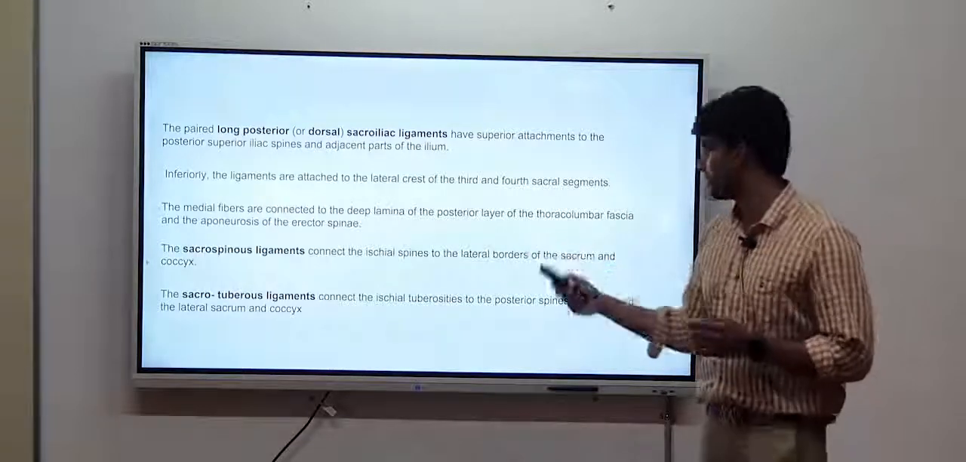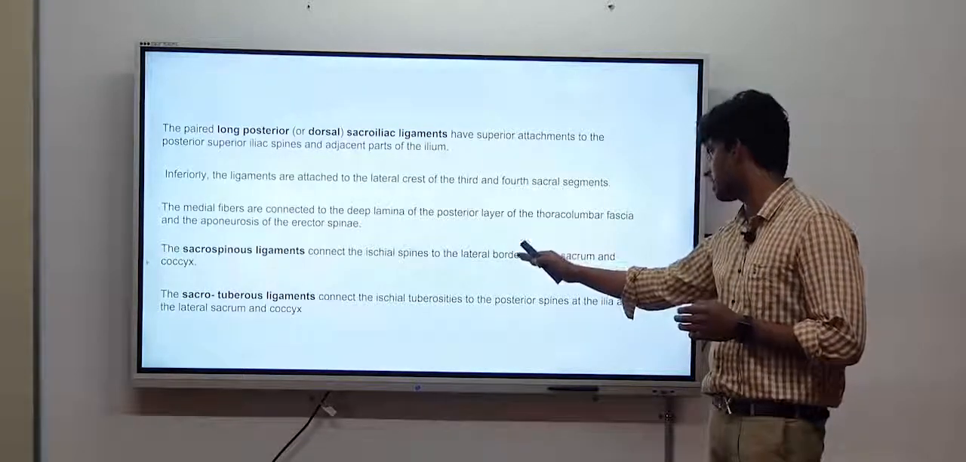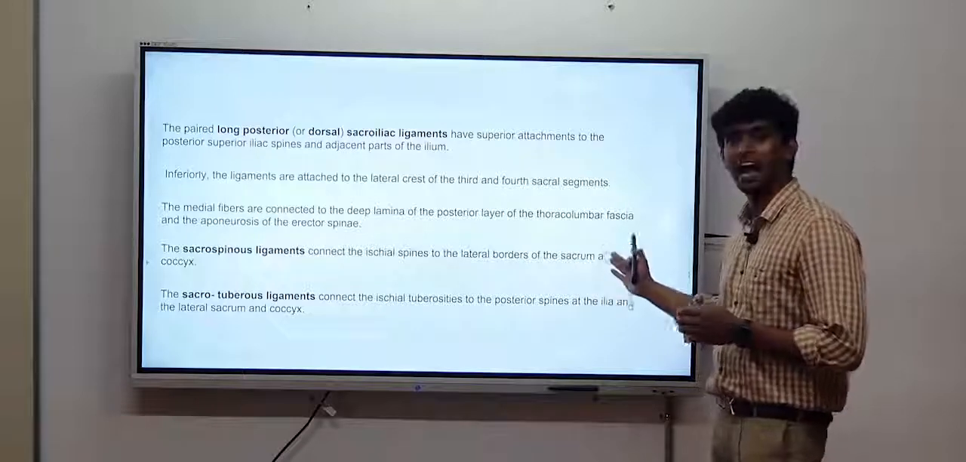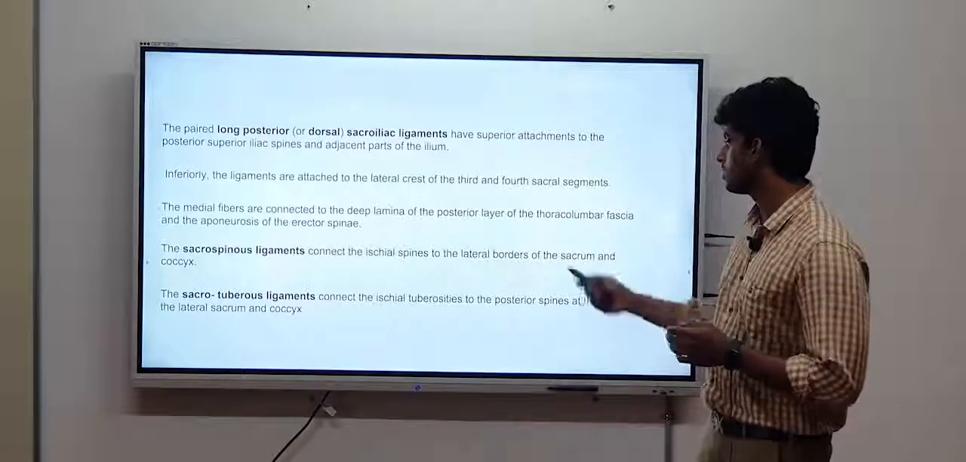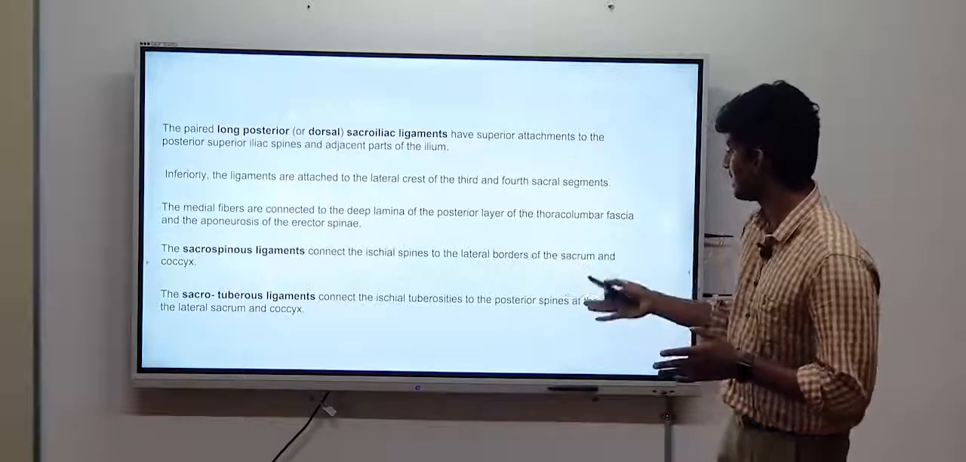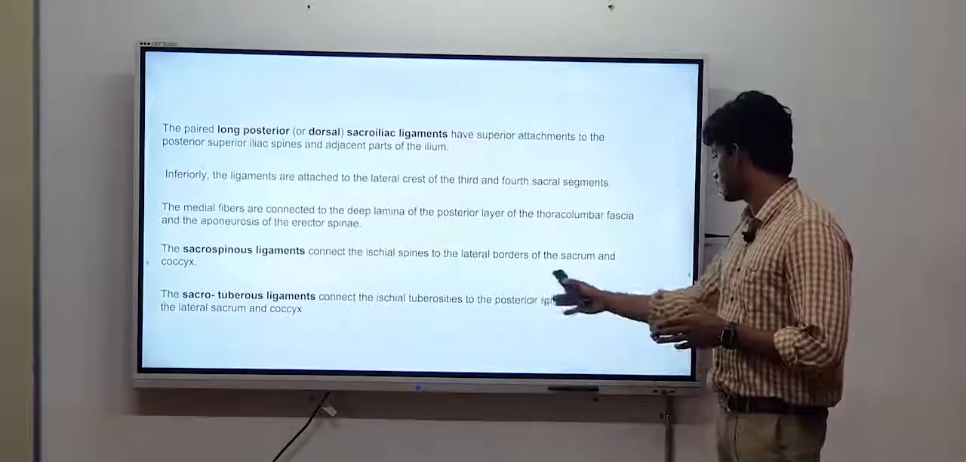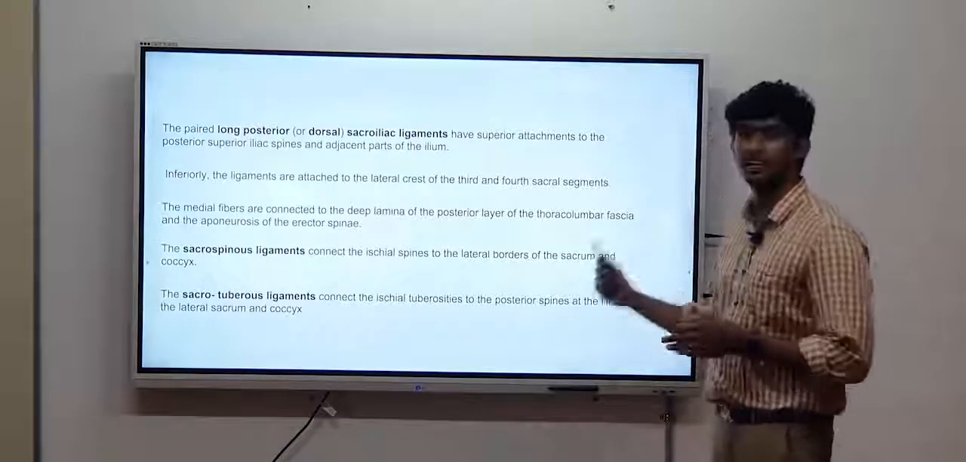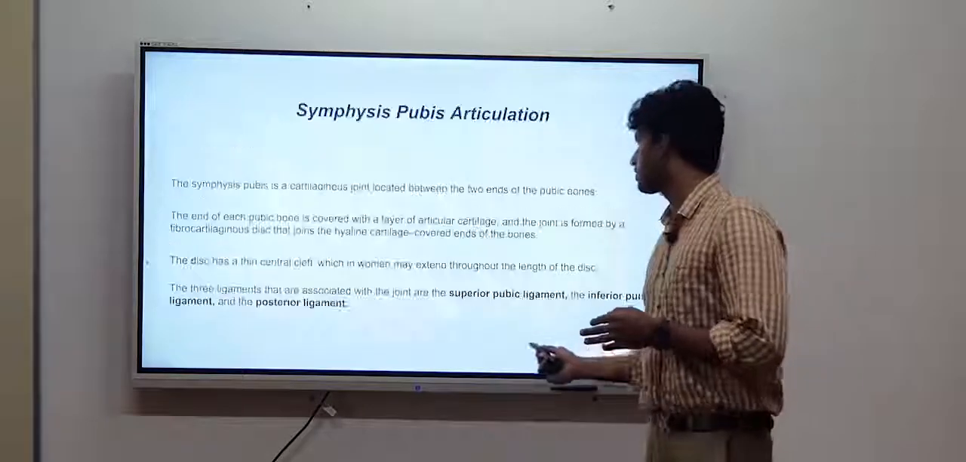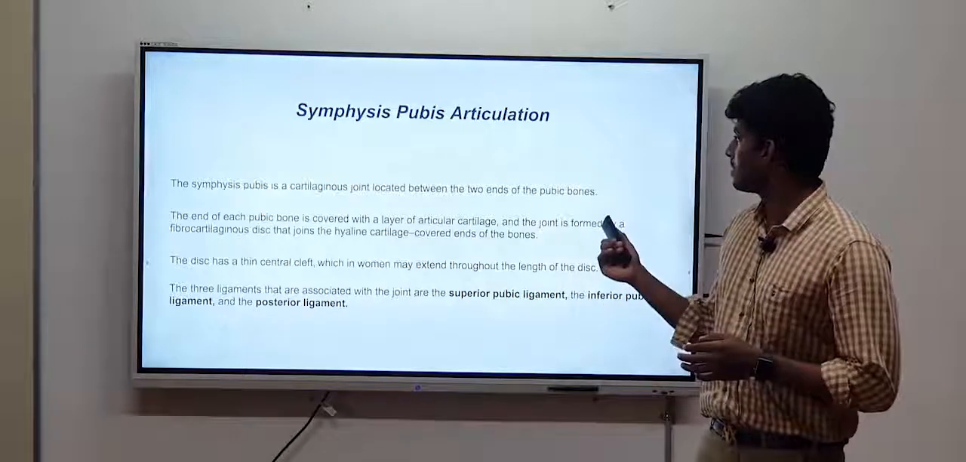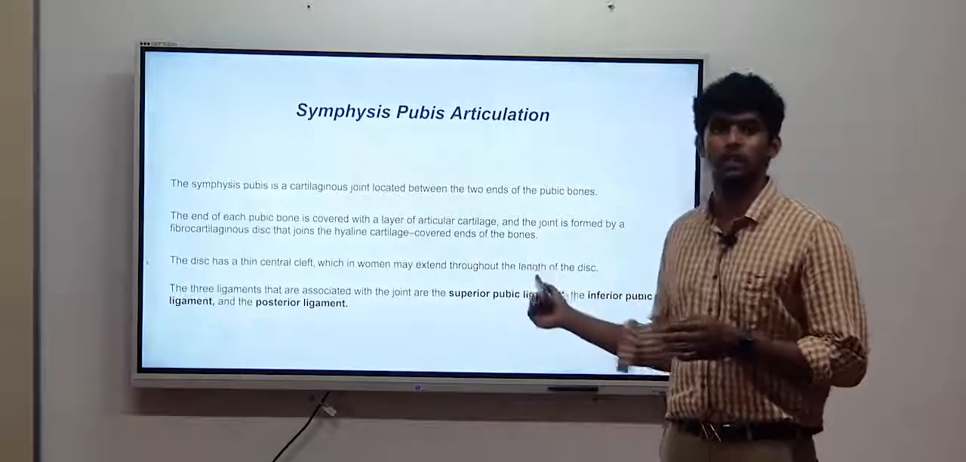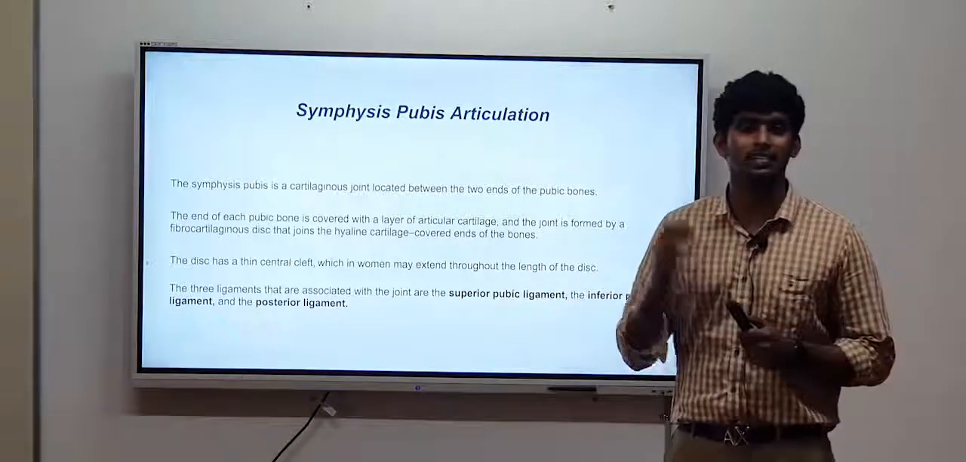The sacrospinous ligament connects the ischial spine to the lateral border of the sacrum and coccyx. The sacrotuberous ligaments connect the ischial tuberosity to the posterior spine of the ilia and the lateral sacrum and even the coccyx. So the symphysis pubis articulation, I think we can discuss in the next class.